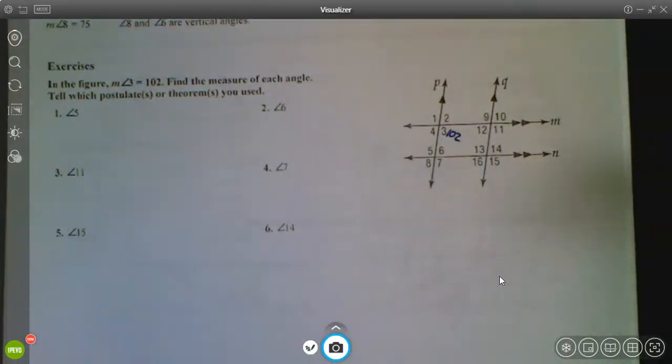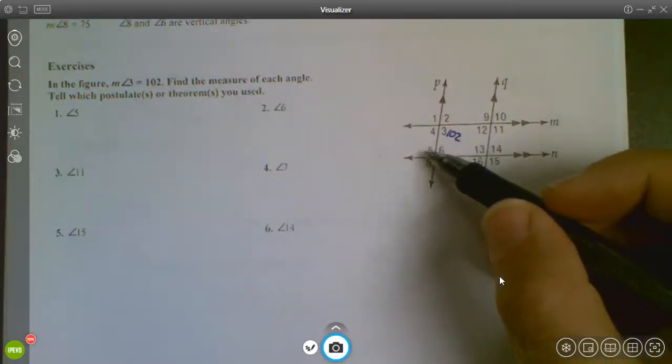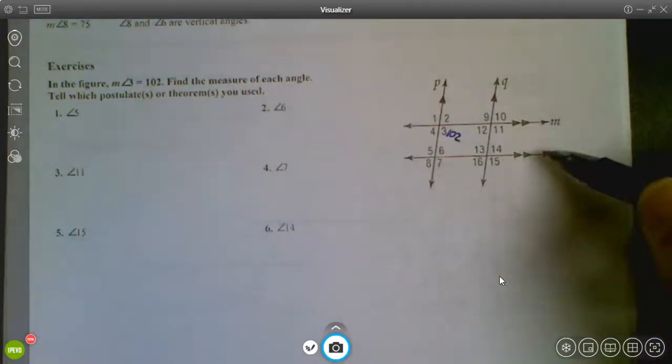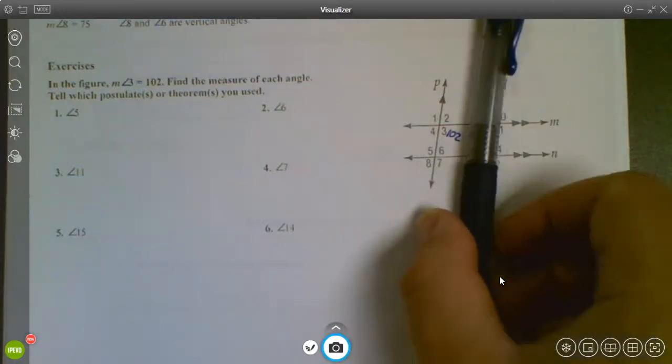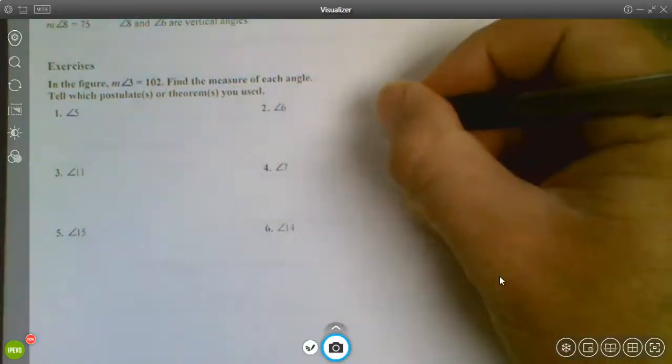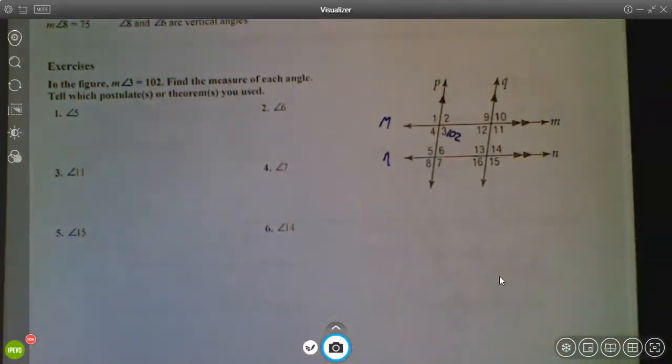So angle 5, how could we figure out angle 5? Right here, they told us that angle 3 was 102. Angle 5 is an alternate interior angle to angle 3. And because these lines are parallel, remember you can always cover up the line that we're not using here. So it doesn't exist right now. In fact, I'll even do this. So you're M and you're N. Let's cover up the one we're not using.